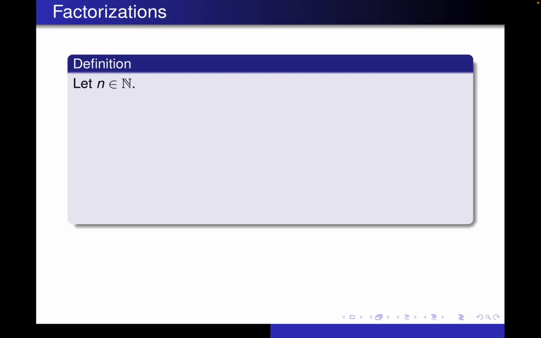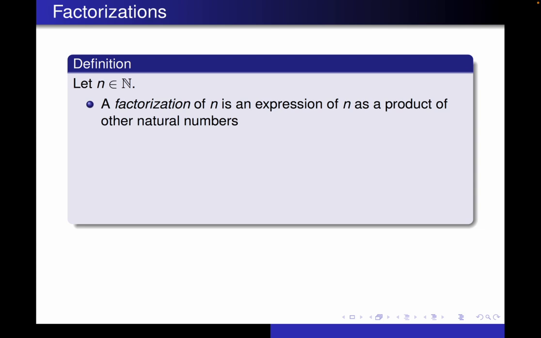All right, so here's a definition. And warning, some of the definitions in this one are not going to be precise. So suppose n is a natural number. A factorization of n is an expression of n as a product of other natural numbers. Now this one's precise. For instance, if I take 12 and write it as 4 times 3, that is an example of a factorization of 12.